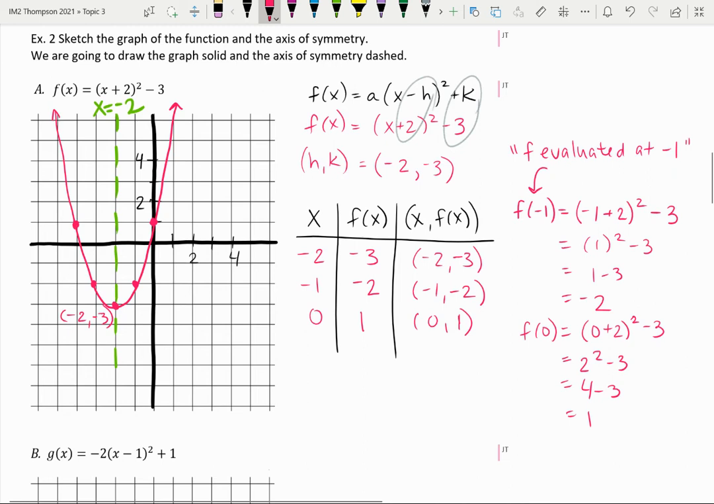All right, so let's talk patterns. There are some shortcuts to graphing, which you can get good at, or we can always make a table. But I wanted to point them out to you.